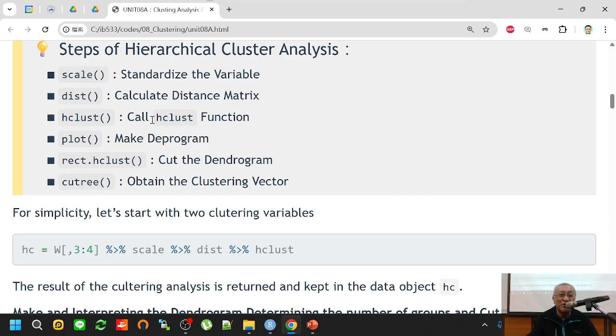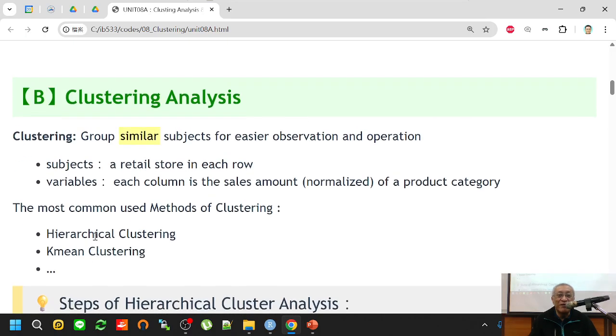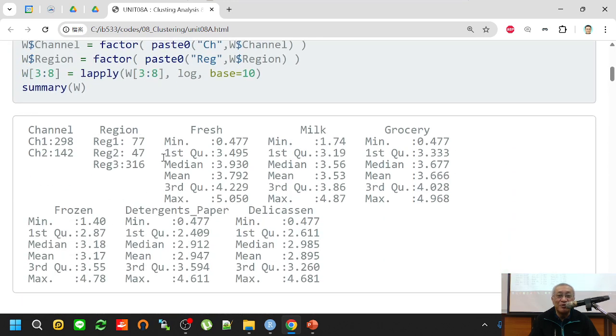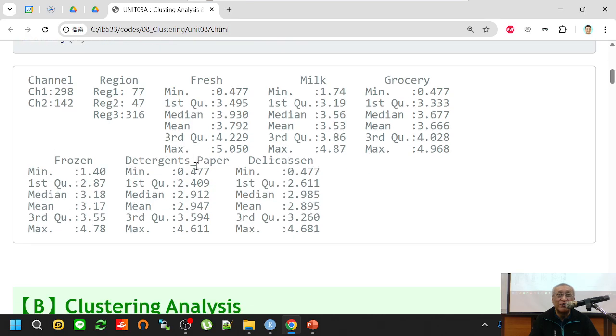And then after we do this algorithm, the outcome will be a dendrogram. Let's take a look at this line of code. Okay, now in the beginning, for simplicity, I try to use just two variables, right? 3 and 4, which means I'm using flesh and milk. Just two variables for simplicity.